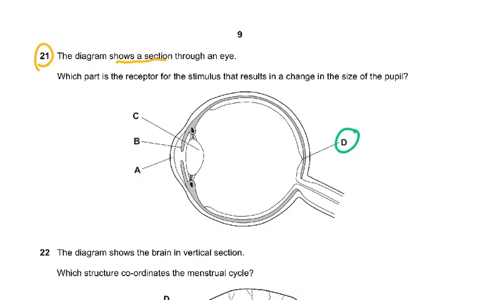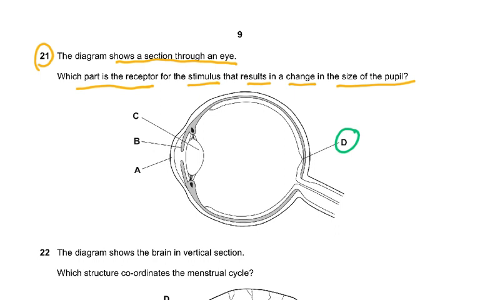Question 21, the diagram shows a section through an eye. Which part is the receptor for the stimulus that results in a change in the size of the pupil? You see, when somebody shines a torch in your eyes, or you go from a dark room into broad daylight, or it's a very sunny day and you go out in the sun, you are suddenly exposed to a lot of light. You have light receptor cells in the retina.